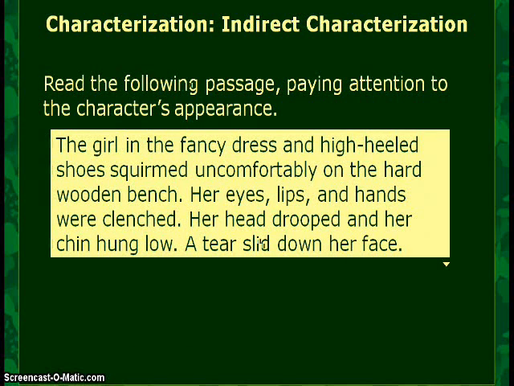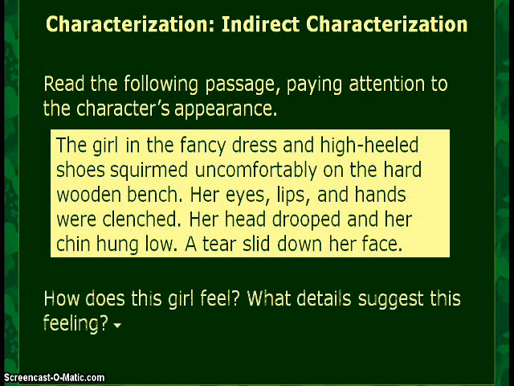Let's look at the following passage. I want you to pay attention to the character's appearance. The girl in the fancy dress and high-heeled shoes squirmed uncomfortably on the hard wooden bench. Her eyes, lips, and hands were clenched. Her head drooped and her chin hung low. A tear slid down her face. How does this girl feel? What details suggest this feeling?